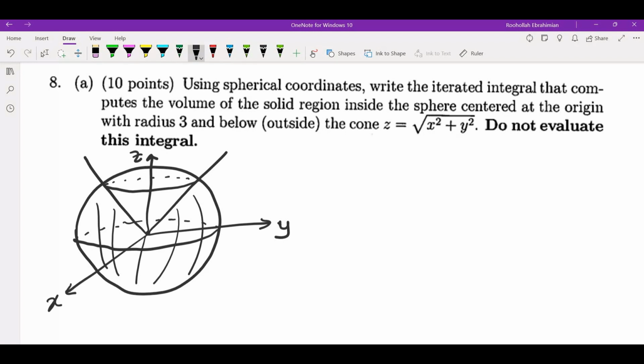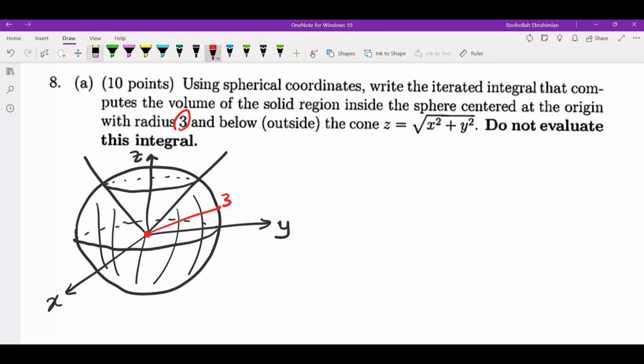Okay, and they instructed us to use the spherical coordinates. So we'll have to first figure out the limits of rho, limits of phi, and limits of theta, and then put it into an integral. So limits of rho are from 0 to whatever the radius is, and they told us that the radius is 3. So radius is 3.